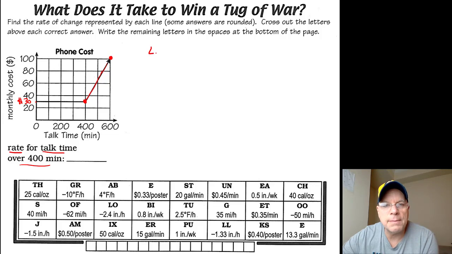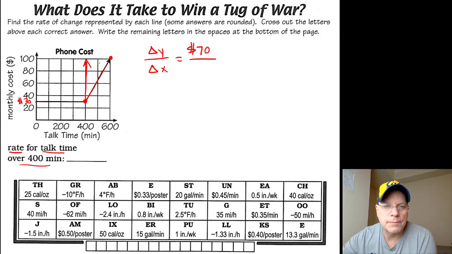And so when I find my change in y over change in x for the rate that I'm going to pay for my phone after 400 minutes, I'll start at this lower point and I'll move up for the delta y. I'm going up from $30 to $100. So that's an increase of positive $70 over this change in x, which is going from 400 minutes to 600 minutes. So that's an increase of positive 200 minutes.